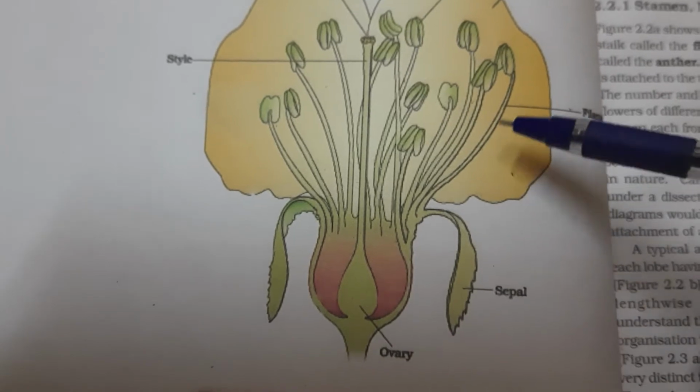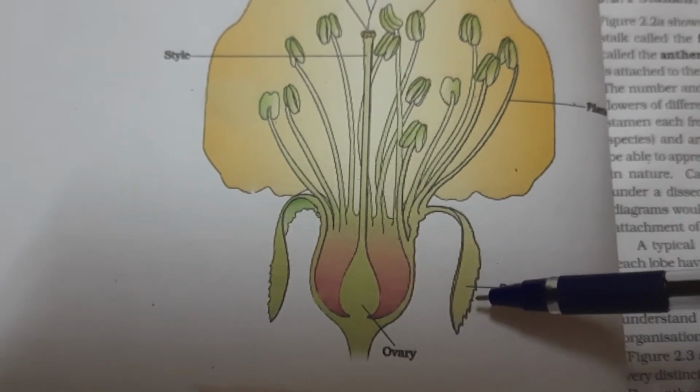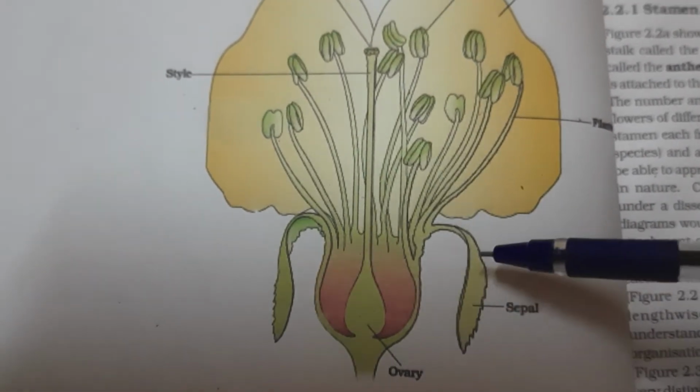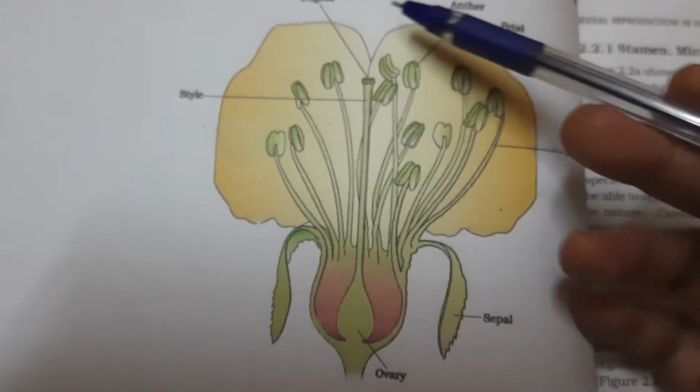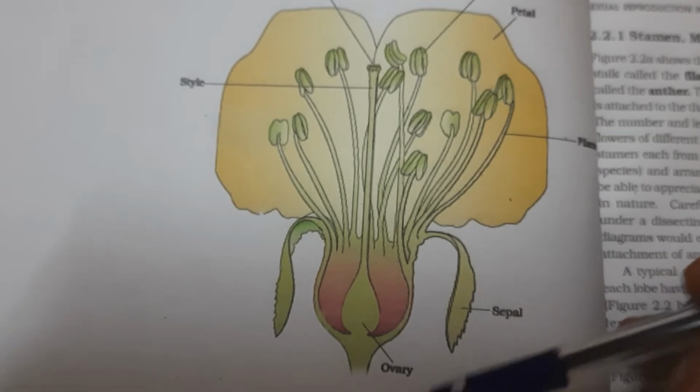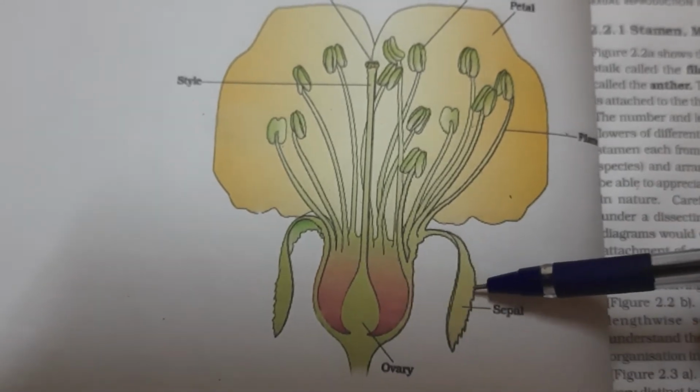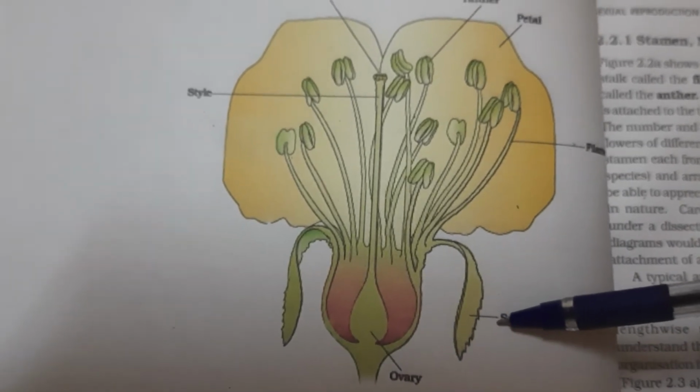Here the calyx, the unit of calyx is called sepal. This is the entire flower, the longitudinal section of the flower. The unit of calyx is called sepal. This is a sepal.